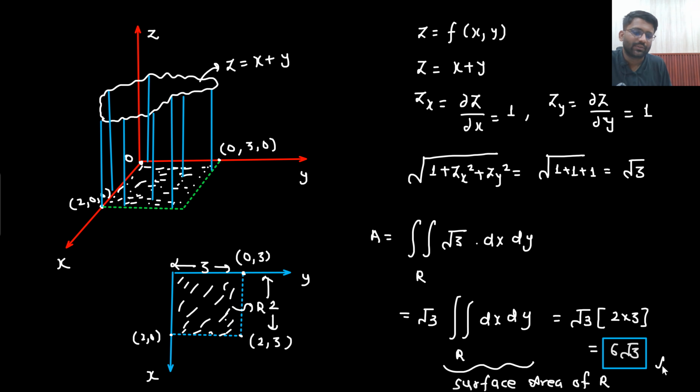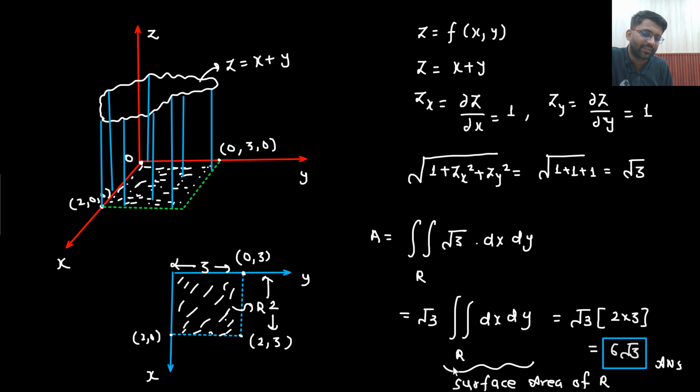So this is how we need to solve the problem. Did you understand the concept here? The concept is that z is a function of x comma y. How the structure would look like, I don't know, and I don't care. I only need to find out the curved surface area. So for that, I would find out z_x, z_y, and this factor, under root 1 plus z_x square plus z_y square. I will get under root 3 outside.